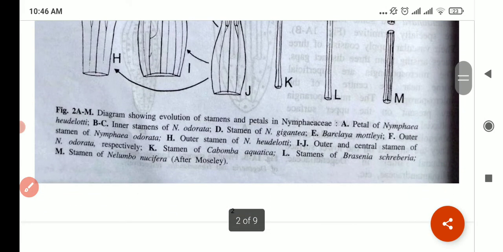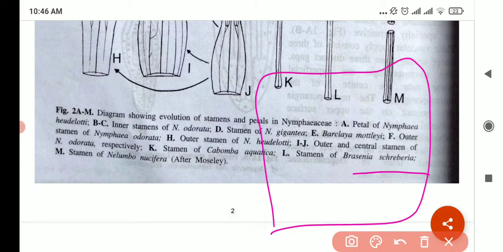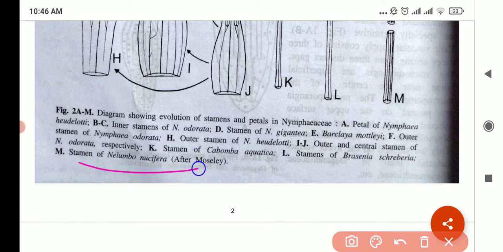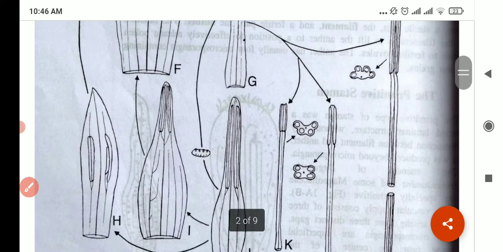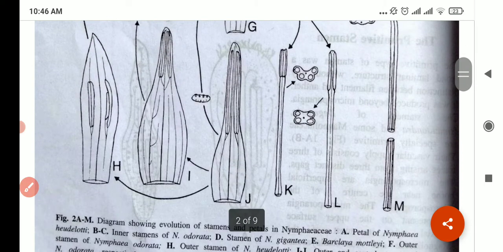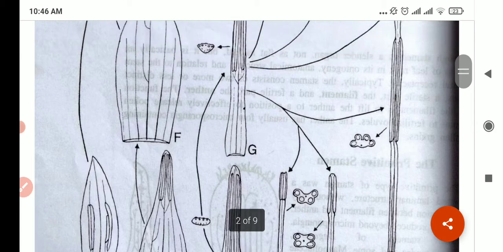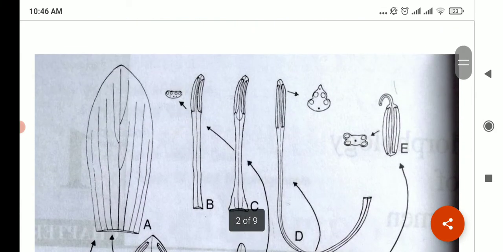L again, Brasenia schreberi, and M of Nelumbo nucifera. Okay, so these are all the slender ones. So when you practice, you remember them as groups. Okay, up here, easiest one.